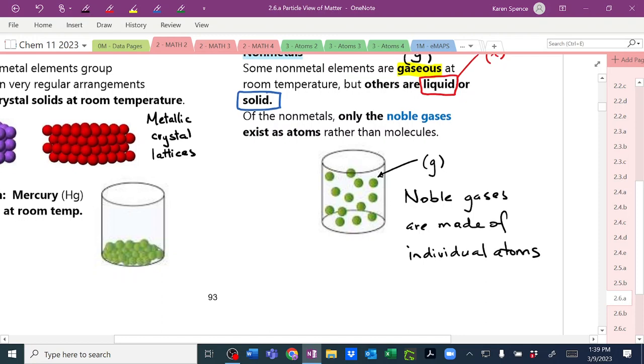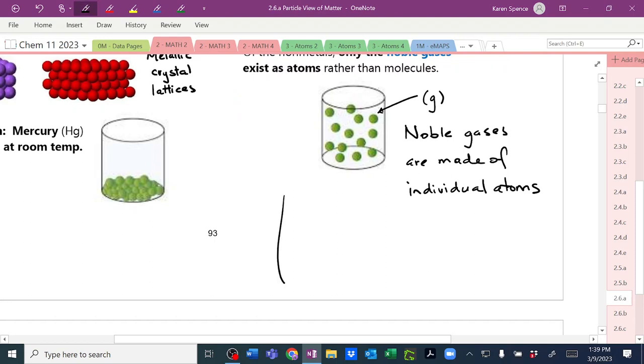So if you have a sample of helium in a box, you would have little helium atoms. Why did that not make a circle? Floating around independently of one another.